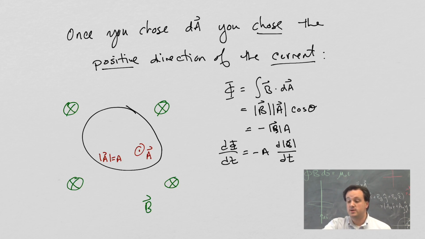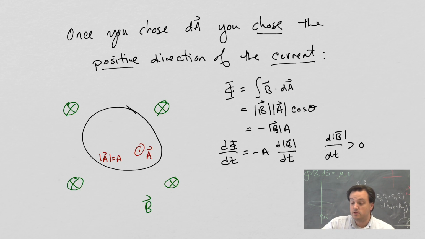Now I have to make a choice. Let's let dB dt be greater than 0. So if the magnetic field is getting stronger, that means that the change in flux with respect to time is going to be minus A times something positive, right? And so the change in flux with respect to time is actually going to be negative.